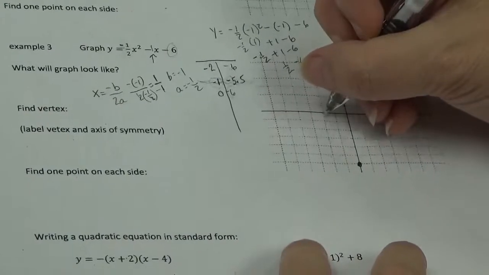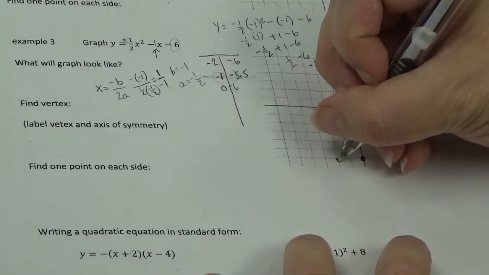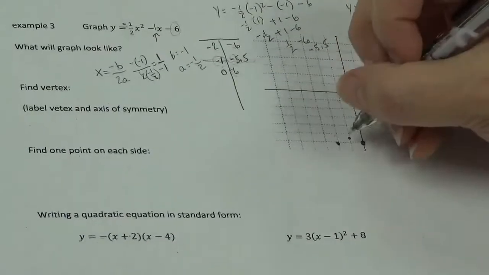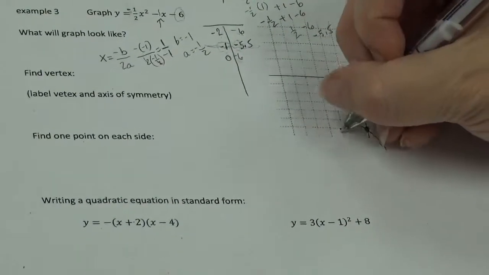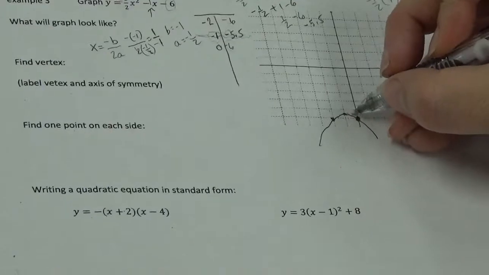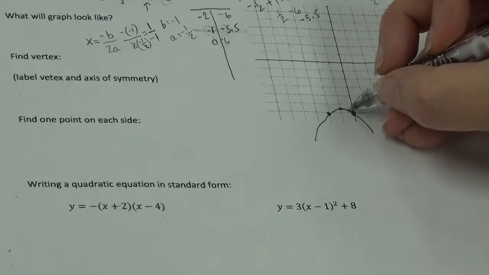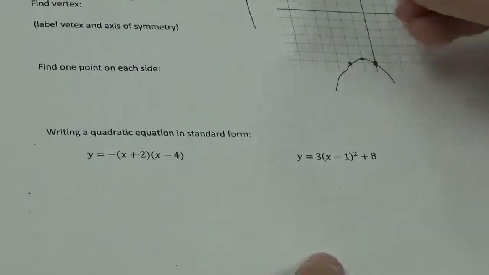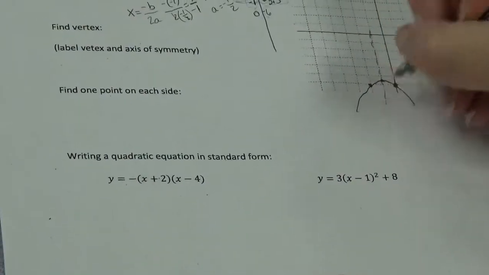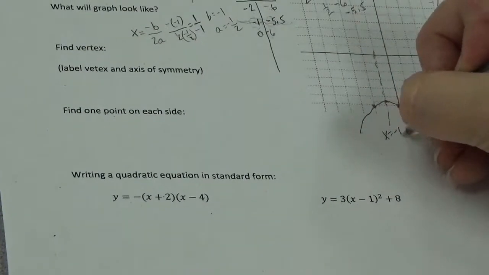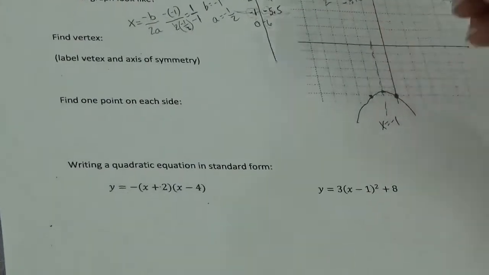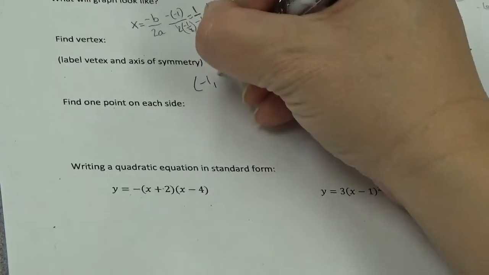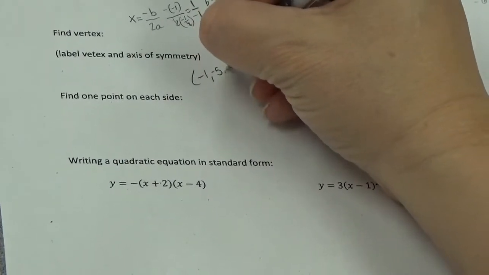Yeah, that's right, -2, -6. And at -1, I'm at -5.5. So you can see how this is wide. Instead of going over 1, down 1, I'm over 1, down 1/2. So it makes it wider than if it was over 1, down 1. The axis of symmetry is at x equals -1. And this vertex point, if I want to label it, is at -1, -5.5.